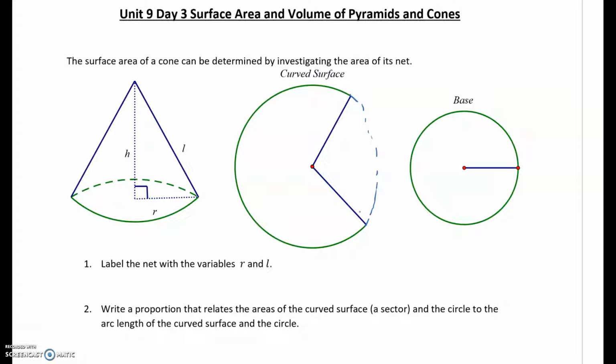Now in this case, we have a new variable we're using here, which is a lowercase l. It kind of looks like a 1 there, but this is referred to as the slant height. Okay? So it is not the height, but it is the slant height of this cone. So if we're taking a look at the net as is here, we see that that slant height is now the radius of this circle here.